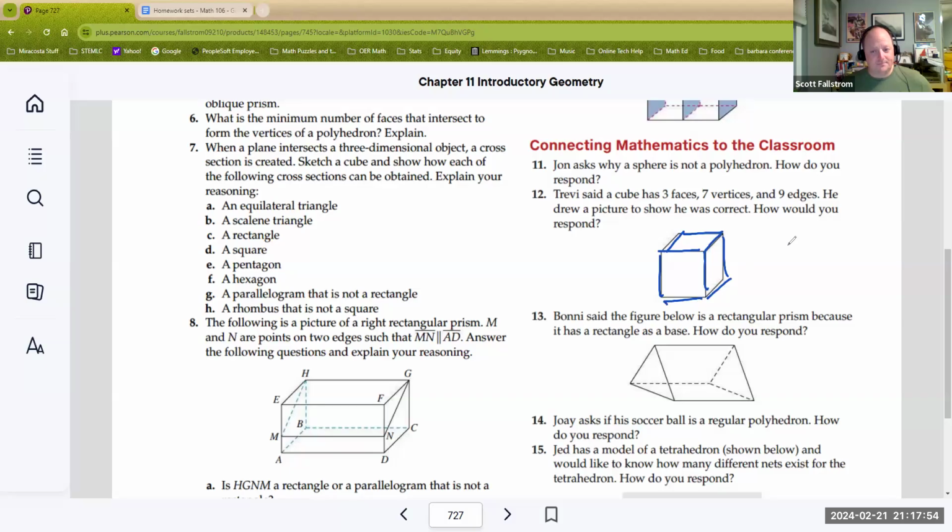Question for you. Is this shape a cube? Does it meet the definition of a cube? What would a cube have? And then try to convince Trevi, or Trevi, is it Trevi?